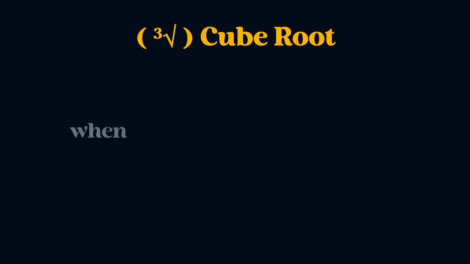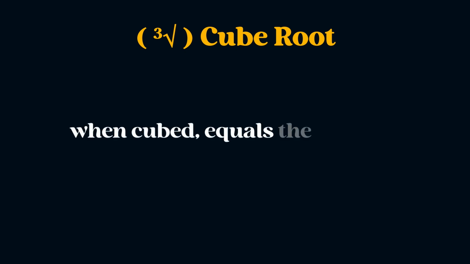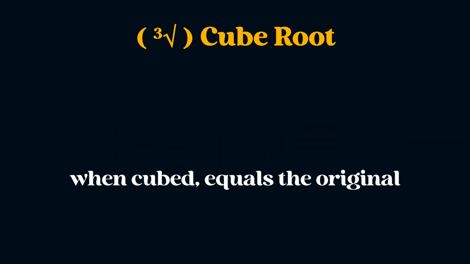14. Cube root. The cube root determines a number that, when cubed, equals the original. For instance, cube root of 27 is equal to 3, as 3 times 3 times 3 is equal to 27.